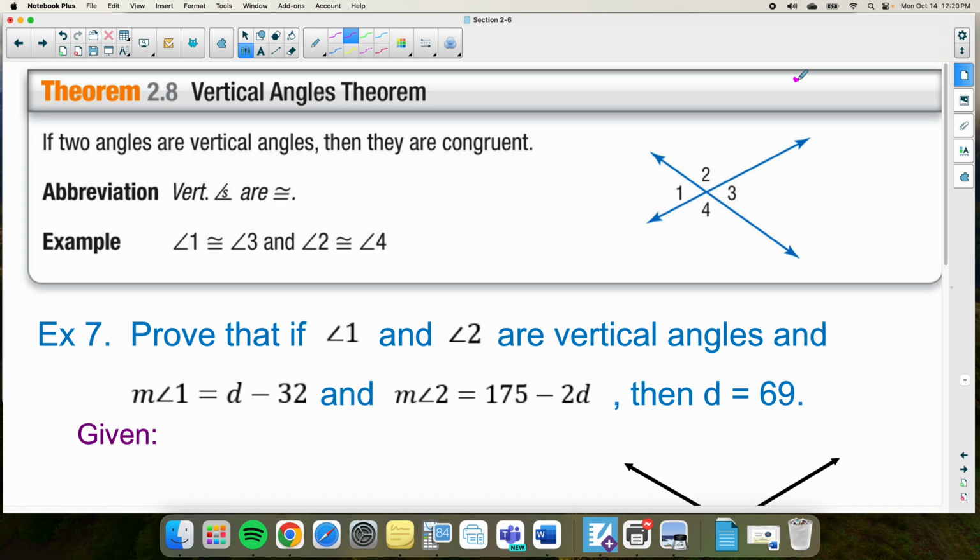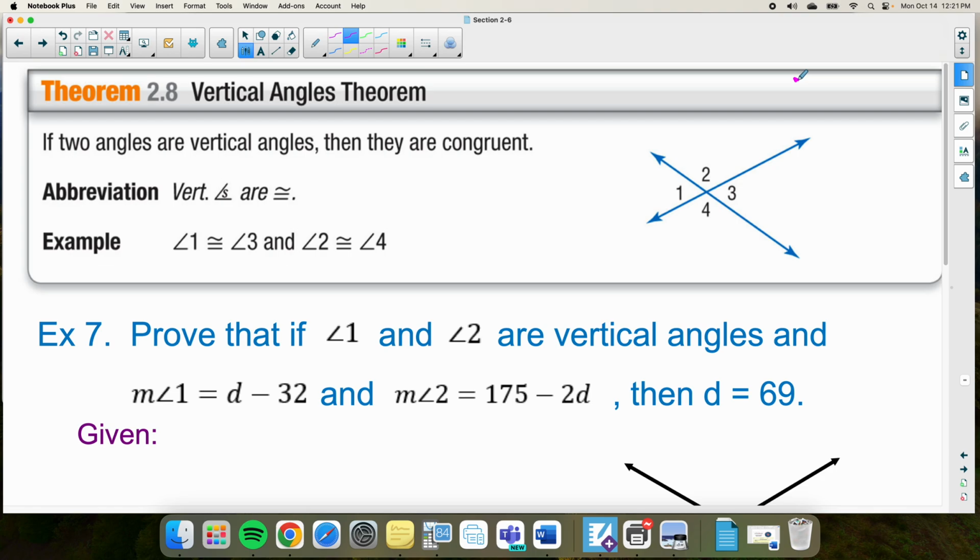Okay? They're all kind of similar. You're trying to do the same thing in each proof. And to me, they're easier. Once you get through chapter 4, you're done with proofs. Okay, we don't do them anymore. There's proofs in our book. I just don't assign them after chapter 4.